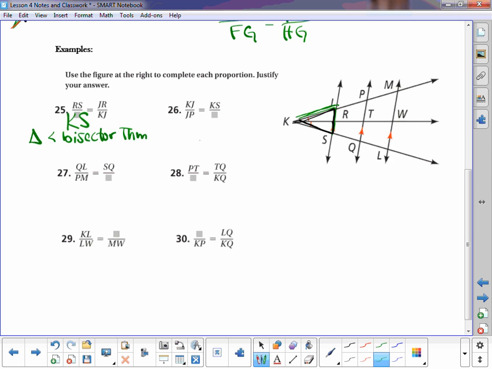Can you do that again? Yeah. I'm going to start with the proportion that was given to me. So JR to KJ is equal to RS to what? KS. And so we use the piece of the side that was opposite my bisected angle, and then the full side there. So I use piece to side, piece to side. That's the triangle angle bisector. Other questions with number 25?